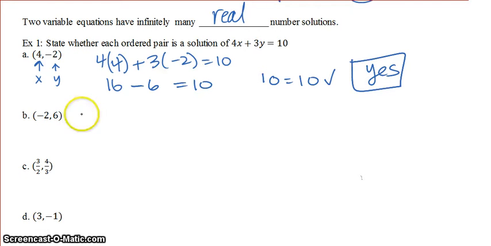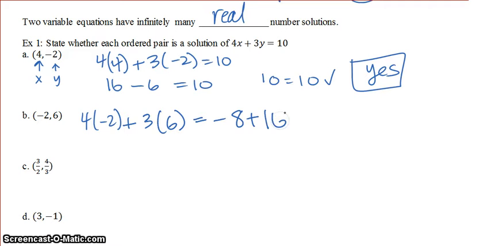So now we have 4 times negative 2, because that's our x, plus 3 times our y, which is 6, and that's going to give us negative 8 plus 18, which equals 10, so we're good. So yes, that's a solution as well.